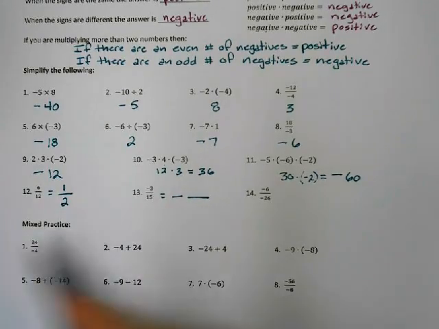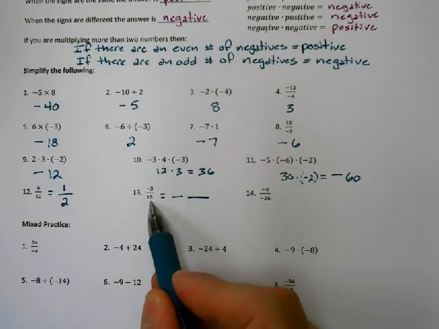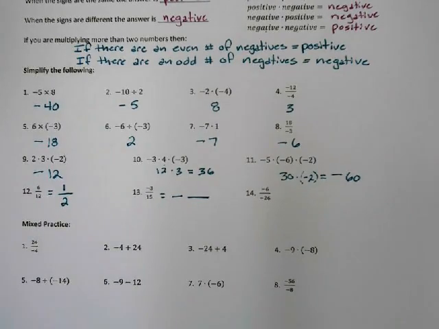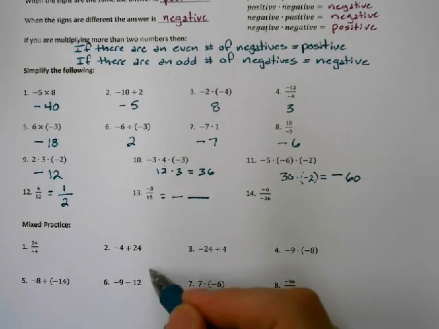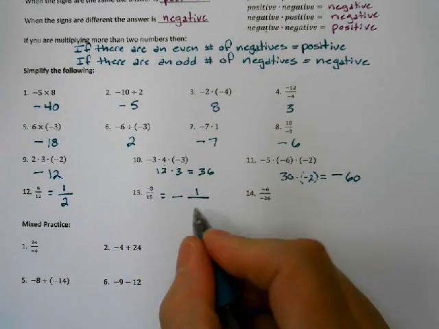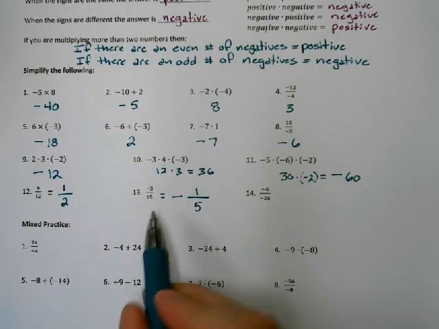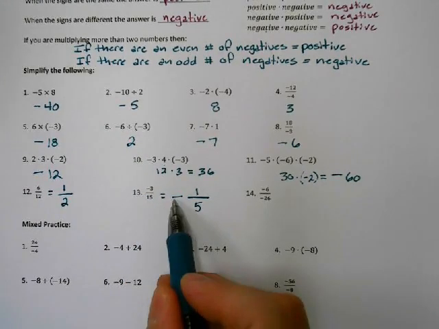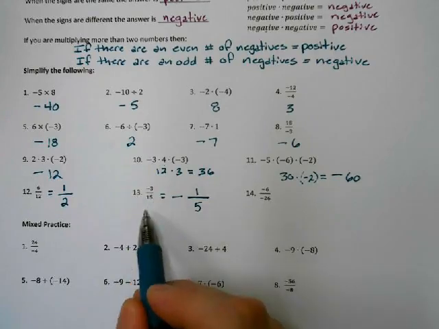All right, 3 divided by 15. 15 does not go into 3. So I'm going to reduce it. 3 goes into both of these numbers. 3 goes into 3 once. It goes into 15 5 times. So it's different signs, negative, and then I reduce the fraction.